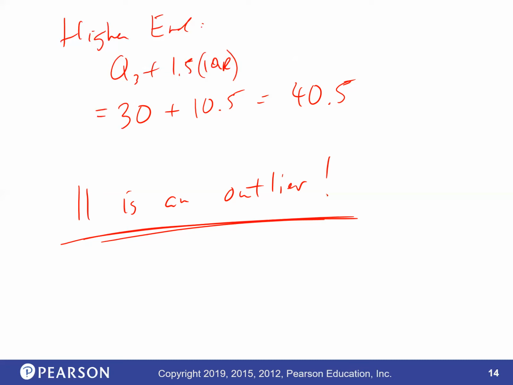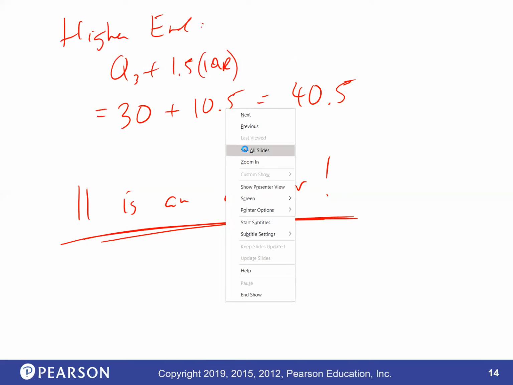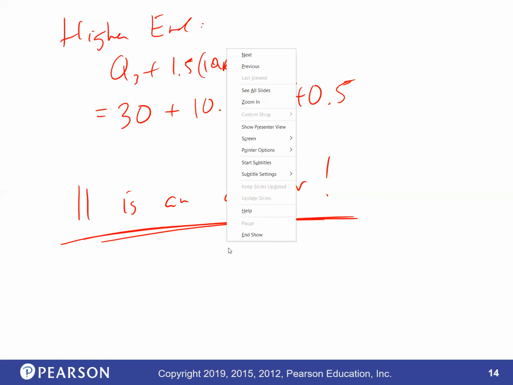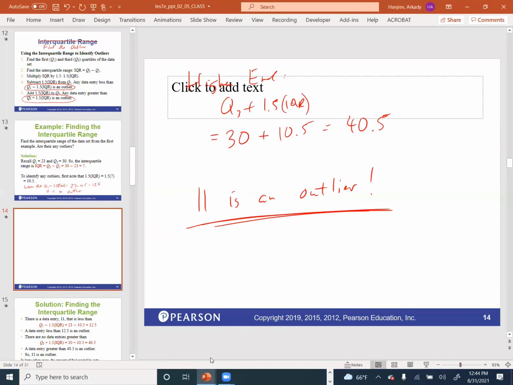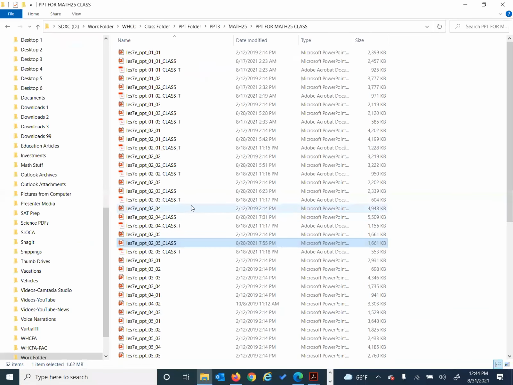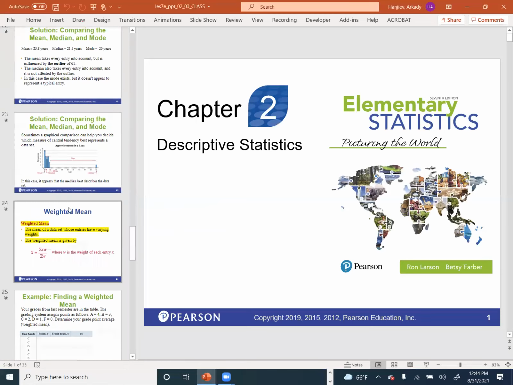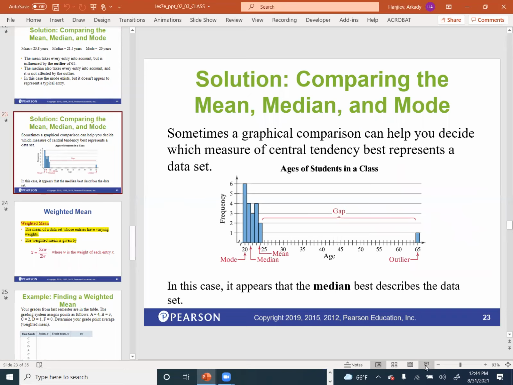Let me give you a picture real quick of the outlier, right? Guys, give me the section that did mean, median, mode. Which one was that? Let me show you the outlier. This was a good one here. Here's your outlier.